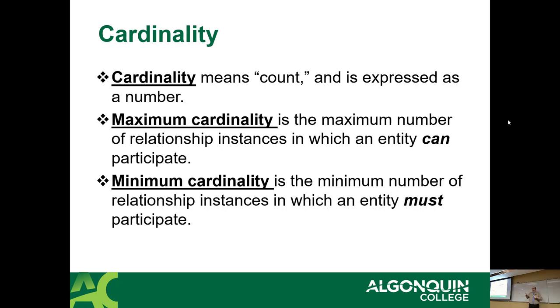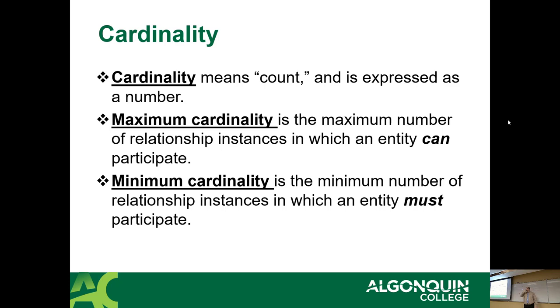Okay, so one of the next terms we're going to see is something called cardinality. Cardinality means the count, and it's usually expressed as a number. You count stuff, it's usually numbers. So maximum cardinality is the maximum number of relationship instances an entity can participate in. In other words, the maximum number is how many copies of an instance can be tied to it. The minimum cardinality is the minimum number of relationships which must participate. Now, this sounds almost like the exact same thing, but they're not quite the same thing.